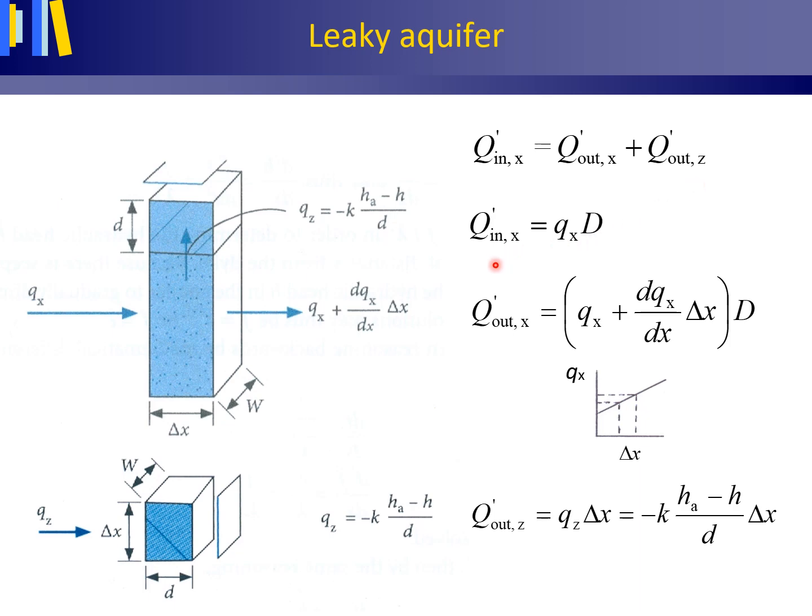The volume flux Q in the x direction, square meter per day, equals the volume flux density Qx in the x direction, meter per day, times the depth d of the aquifer, perpendicular to the groundwater flow. The volume flux Q out in the x direction also equals the volume flux density times the depth of the aquifer, but now with regards to the volume flux density of the groundwater flowing out of the rectangle.